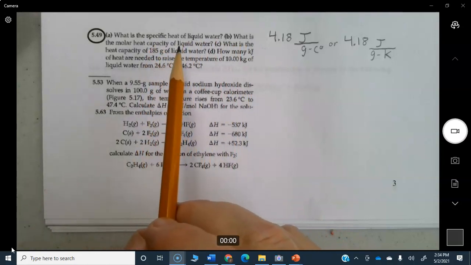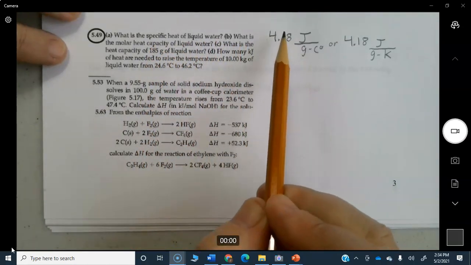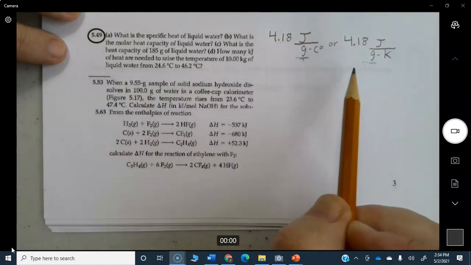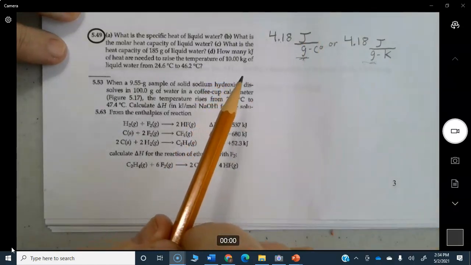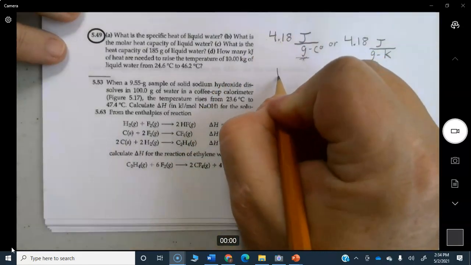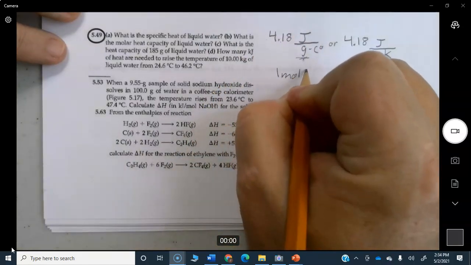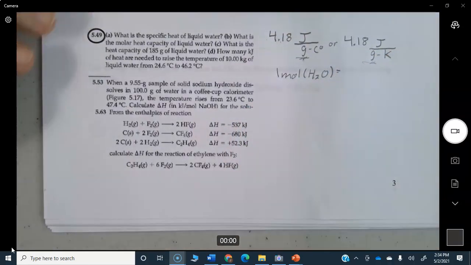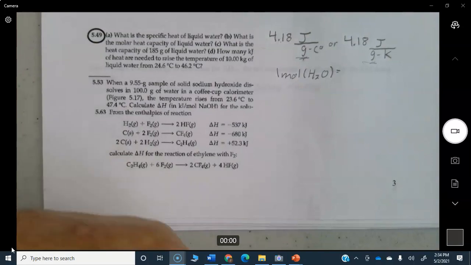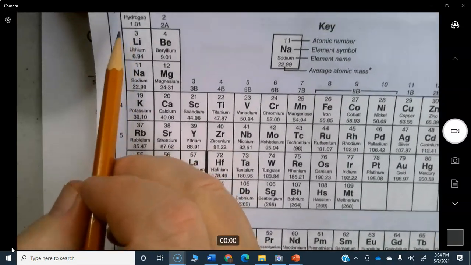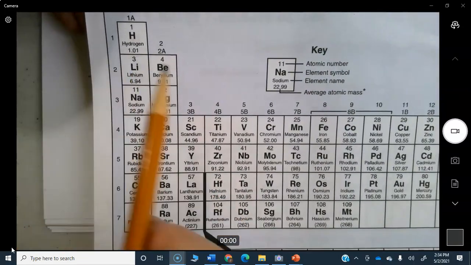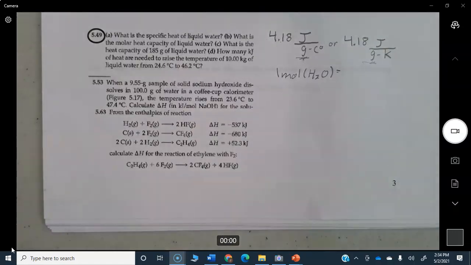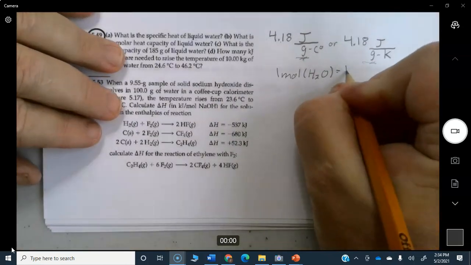Okay, what is the molar heat capacity? This tells you what the heat capacity per gram is. Notice you have gram there, so what you have to do is convert from grams to moles. So we have 1 mole of water equals, and again you get your periodic table, water is H2O. So 2 hydrogens is 2 times 1.01, that's 2.02, and oxygen is 16. You add those together and you get 18.02 grams.